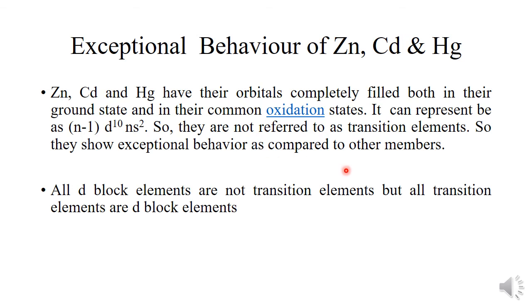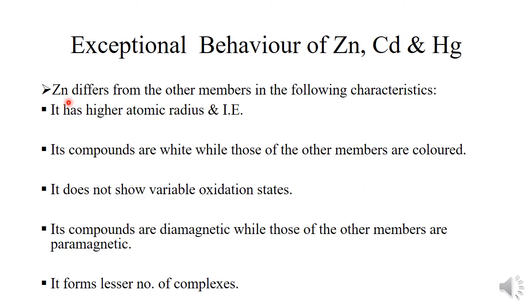On the basis of this, we can say that all d block elements are not transition elements, but all transition elements are d block elements. Considering the first series of transition elements, from scandium to zinc, zinc differs from the other members in the following characteristics: it has a higher atomic radius and ionization energy.